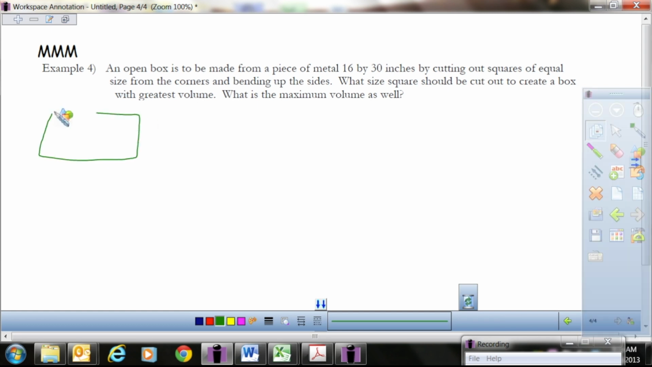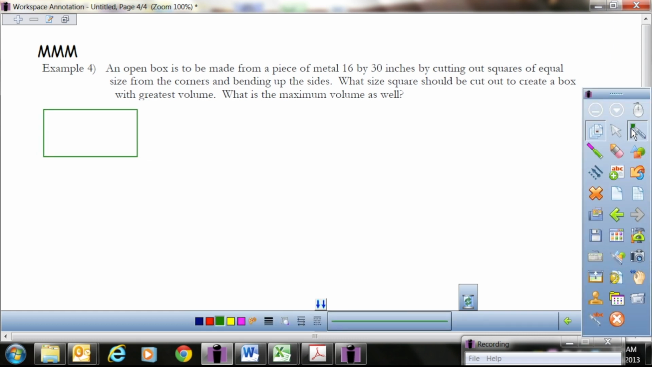Let's see if my Mobi will work and snap that into place like it's supposed to. Woohoo! I love that. All right, so now there's our 16 by 30. So I'm going to call this 16 because it's shorter, and call this 30. All right, so what they're saying is you're going to cut out squares, and when you cut out these little squares, it'll make this flat thing fold up to be a box. So your job is to figure out how much should I cut so that the box has the greatest amount of volume.